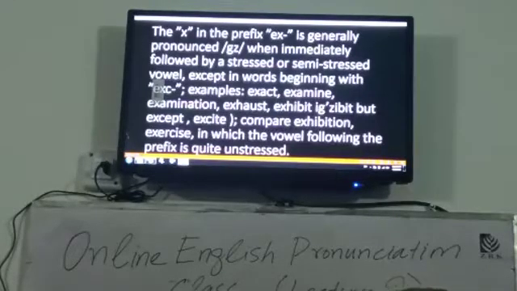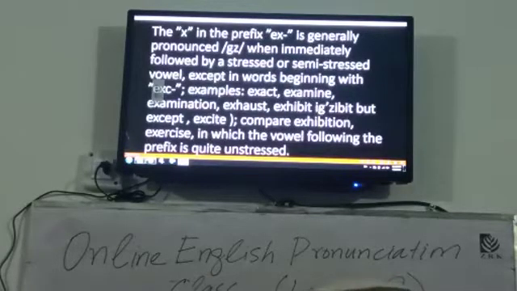The X is in the prefix x, like ex. Sometimes it is pronounced as eggs. It's generally pronounced gz when immediately followed by a stressed or semi-stressed vowel, except a word beginning with exc, for example exercise, exceed, etc. So when the spelling is exc, it would not give the sound of gz. But when it is only ex, then it gives the sound of gz.